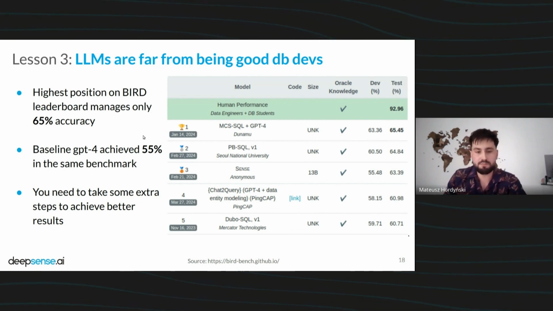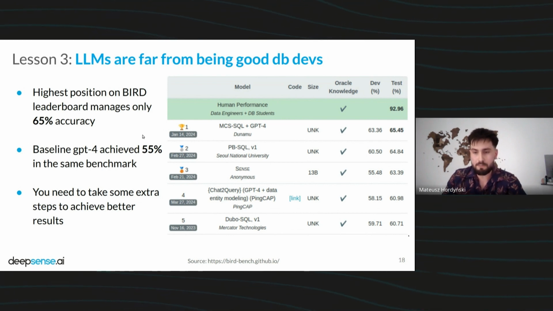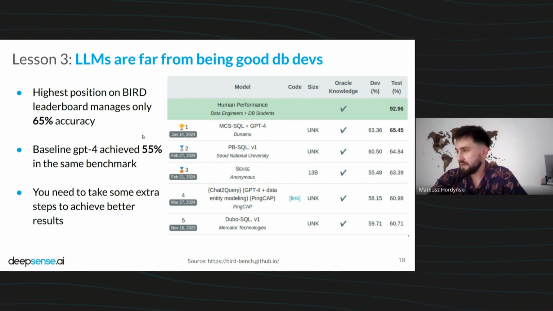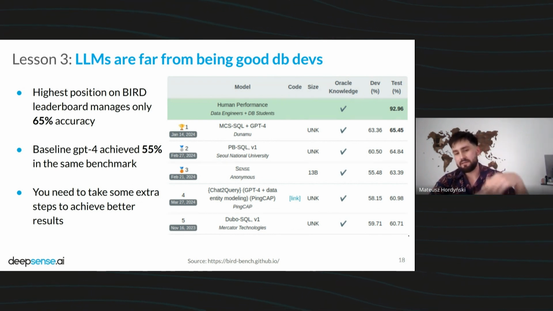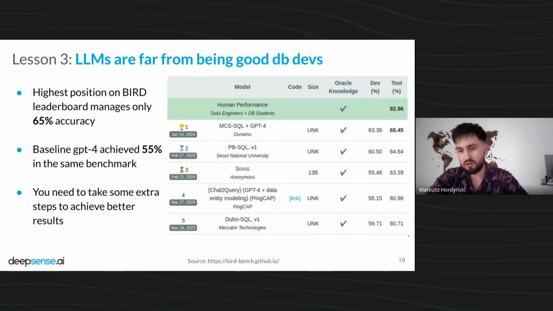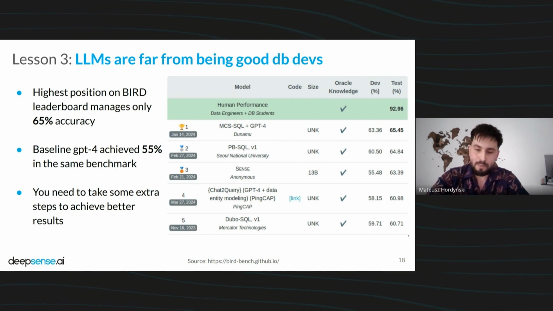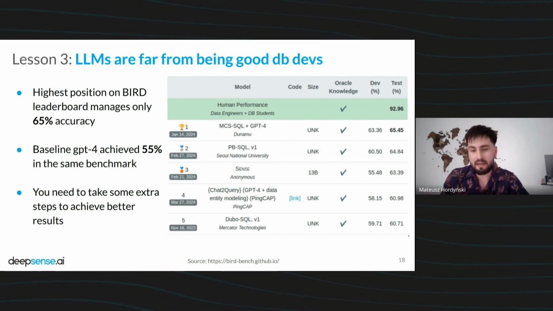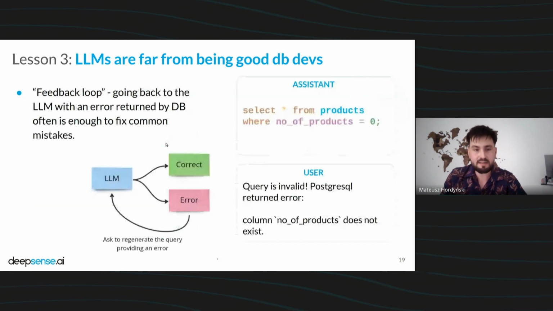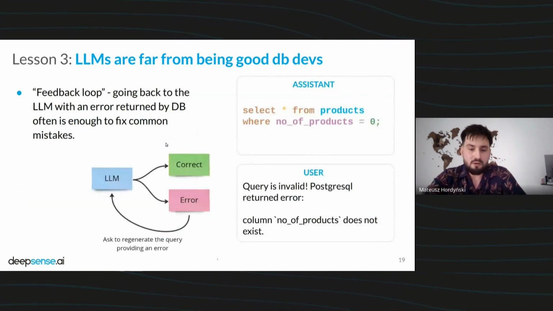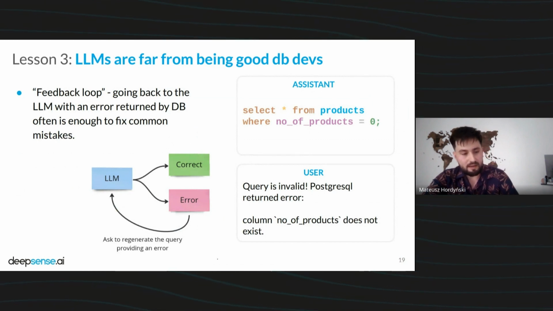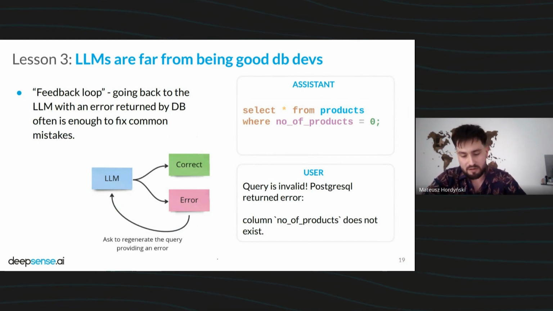Worse than that, GPT-4 achieved 55%, so 10% less in the same benchmark. And if you ask me, it's probably not something you want to tell your users: okay, you have this very cool application, but it will work only half of the time, yeah? We need to take some extra steps to achieve better results. I have some tips on what you can do to make it a little bit better, and let's start with the first one. On this slide, I would like you to take a step back and really think about it.